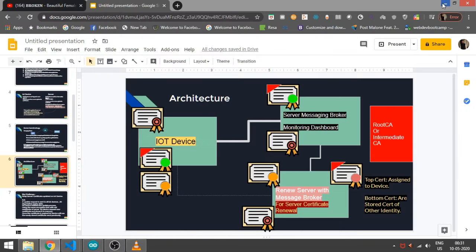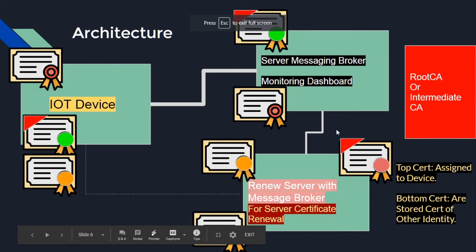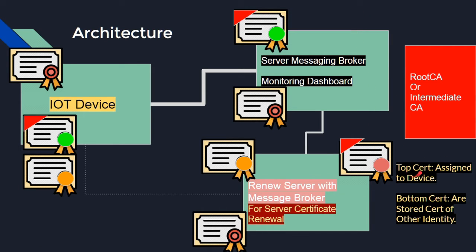Hi everyone, now I am going to start with the architecture I'm trying to explain. There are two certificates on the box, the top certificates. This certificate has been assigned to the box or the device I'm talking about. Let's say this certificate has been assigned to the server, this certificate has been assigned to the IoT device, and this certificate is assigned to the Renew server, and this one will also be assigned to the Renew server.